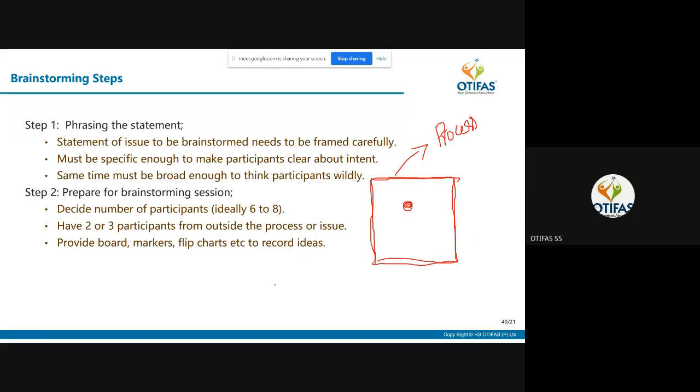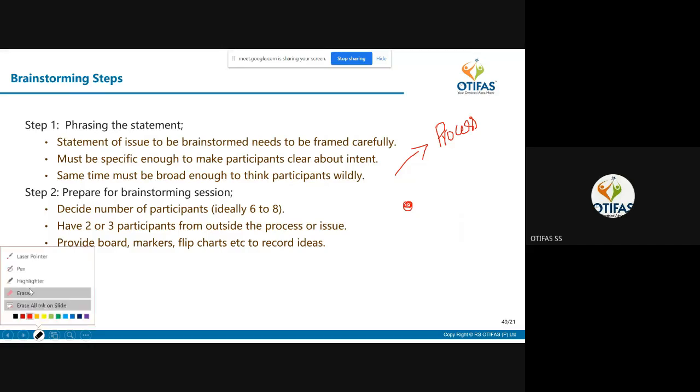But a person sitting outside the box does not have the boundary. He can think out of the box. He may give stupid ideas, wild ideas, which your process people cannot. Understood? This is why we always say, call 2-3 extra people who are not in the process. Only they can think wild. You may laugh, but sometimes it may give you good results. So provide markers, flip charts, etc.